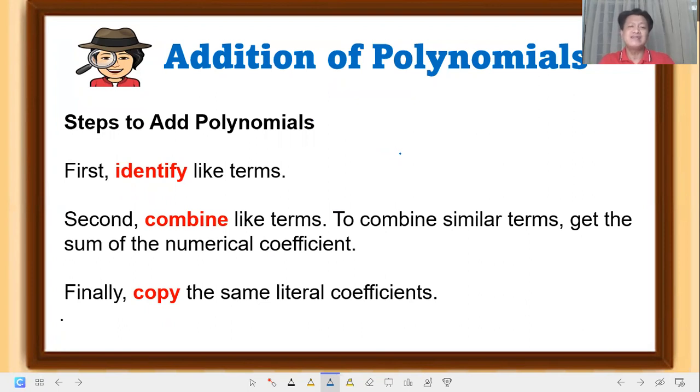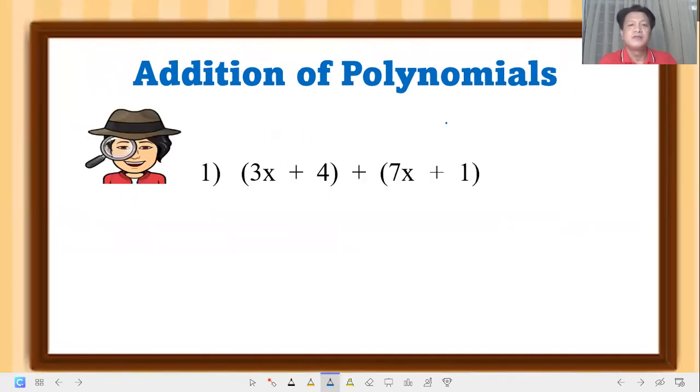And then after you get the sum, you can now proceed to third step, copy the same literal coefficient. So, the acronym for this is simply identify, combine, and copy. Pinaiksi lang natin para matanda natin, or that is ICC. Okay, with that, let's have number 1.